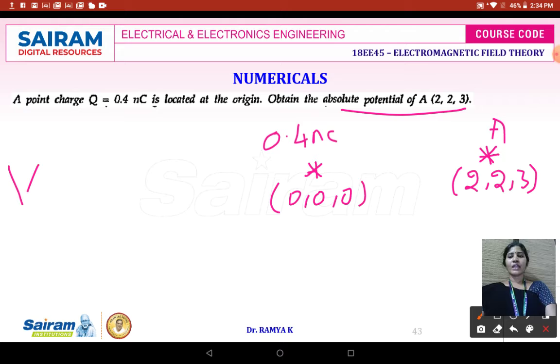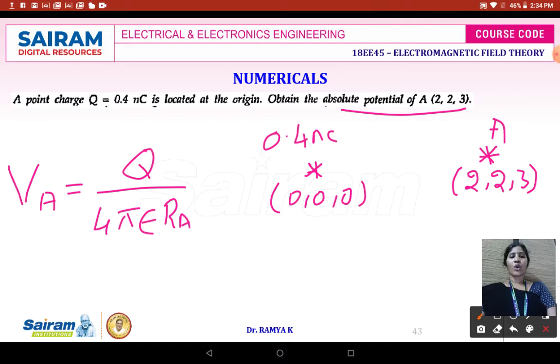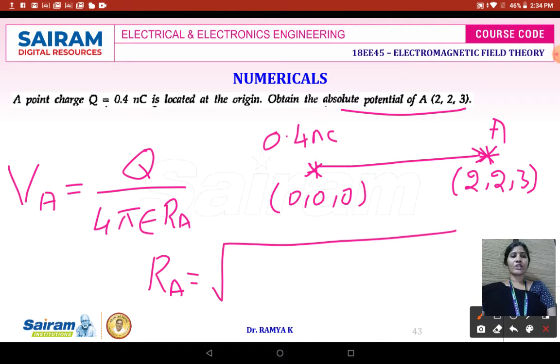Therefore, VA can be written as VA is equal to Q divided by 4 pi epsilon RA. RA is nothing but the distance from the origin to the point under consideration. Here RA can be identified as effect distance minus cause distance. Here effect is going to be point A and cause is going to be where the point charge is placed.